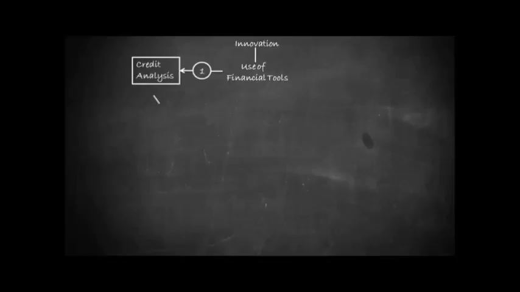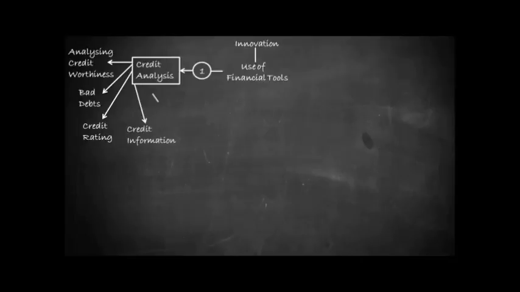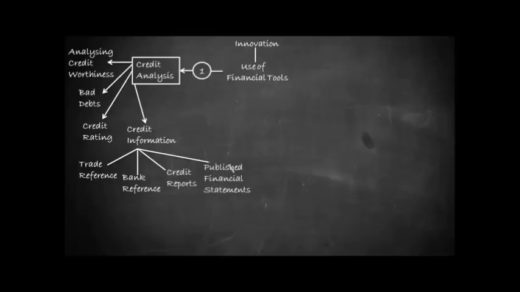We also can make use of financial tools for innovating on receivables management. So what are the tools that are available? Number one is credit analysis. In credit analysis, we will analyze the creditworthiness of the customer on the possibility of bad debts, and we will also see what is the credit rating of the customer. Credit rating serves as a tool regarding the creditworthiness of the customer, and we also try to get the credit information of the customer through trade reference, bank reference, credit reports, published financial statements, as well as through personal discussion report, that's called PD report.